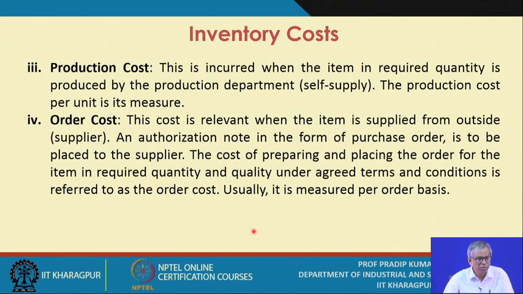Okay. Now there is also a cost we should be bothered about, that is the production cost. This is incurred when the item in the required quantity is produced by the production department. Is it okay? So that is basically the self-supply case. First you get the setup and then you start producing it. The production cost is measured per unit. So many a time while you formulate your problem, the total cost expression is to be known, so you need to refer to the production cost.